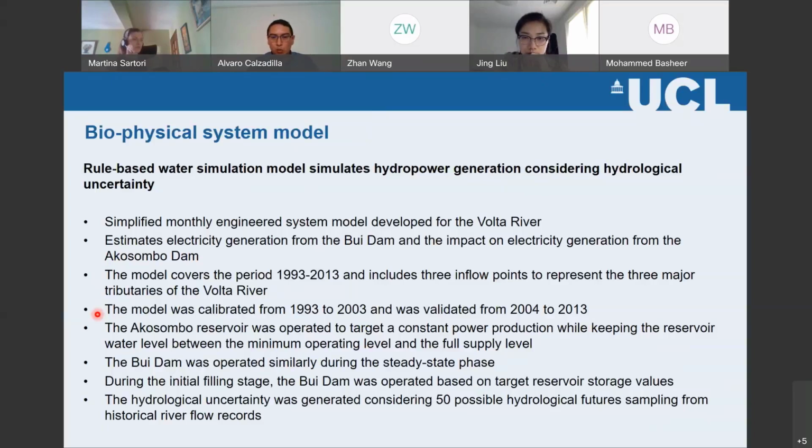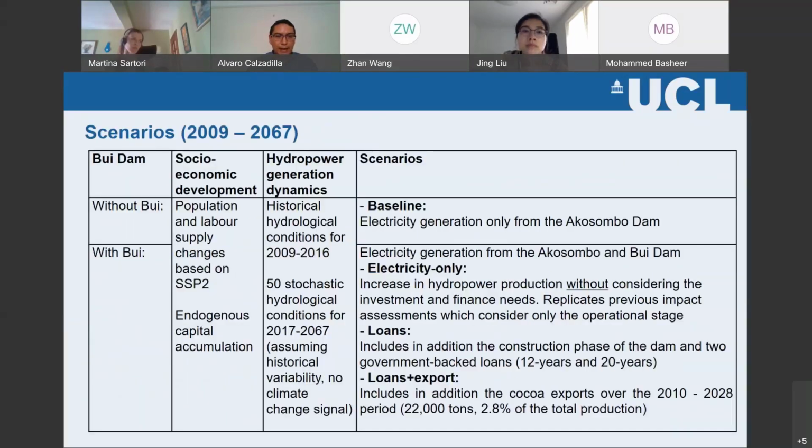There are 2 operating rules for the 2 dams that I explained in the previous slide, so I will skip this part. But what is important is that the hydrological uncertainty was generated considering 50 possible hydrological futures, sampling historical river flow records. So we have run 50 simulations also in the CG model. And those are the scenarios that we have.